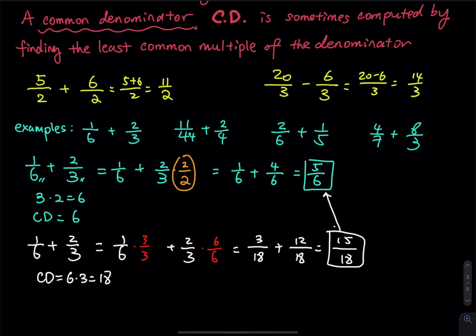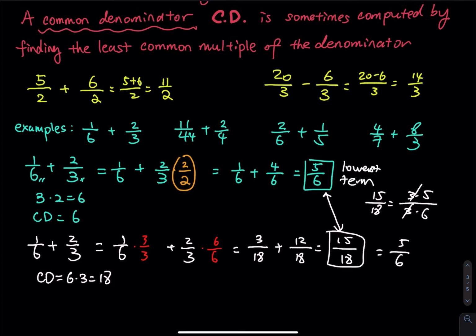Hey, they don't look the same. Look, what is 15 equal to? 15 is equal to 3 times 5, right? 18 is equal to 3 times 6. You cancel the 3, then you go back to 5 over 6. This is reduced to the lowest term. The 15 over 18 is not in the lowest term.